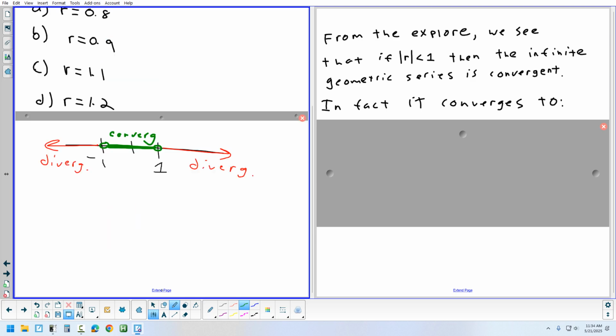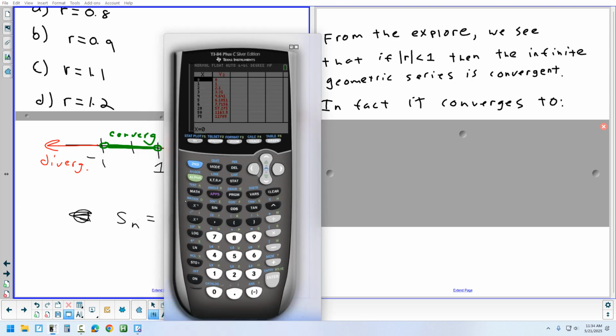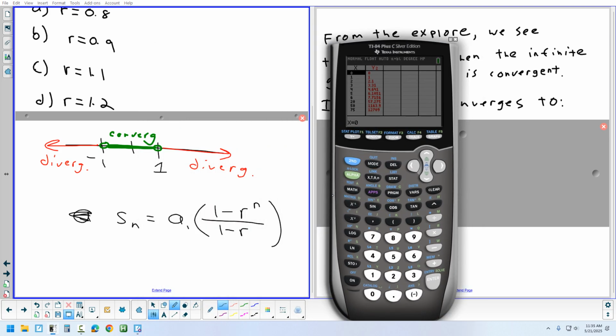All right, so now I want to think about what it converges to. So here's the formula we had before. S sub n equals a1 times 1 minus r to the n over 1 minus r. So this will converge as long as r is somewhere in that green area. Somebody give me a number anywhere in the green area. Just a decimal. 0.4. Okay. So now let's say r is 0.4.